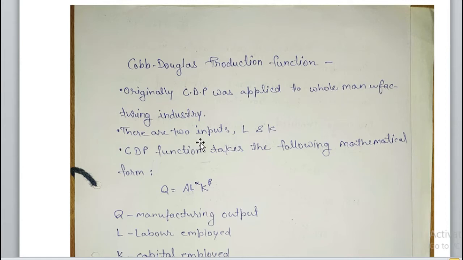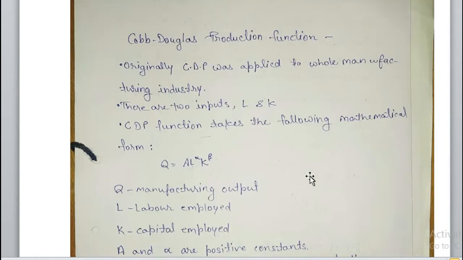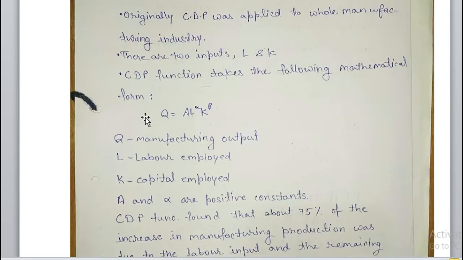There are two inputs, labor, L for labor and K for capital. The CDP, I have written CDP as shorthand for Cobb Douglas Production Function, takes the following mathematical form: Q is equal to A L^alpha K^beta.